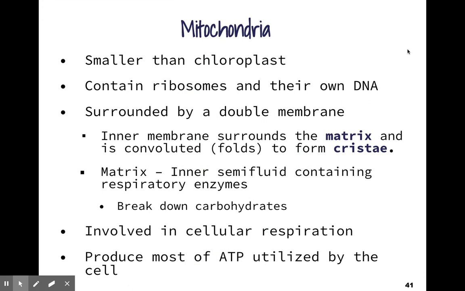All right, now let's talk about the mitochondria, the other energy organelle. The mitochondria is smaller than the chloroplast. It contains ribosomes and its own DNA. It's surrounded by a double membrane, so same thing, it has a phospholipid bilayer. The inner membrane surrounds the matrix and its convoluted folds form the cristae.